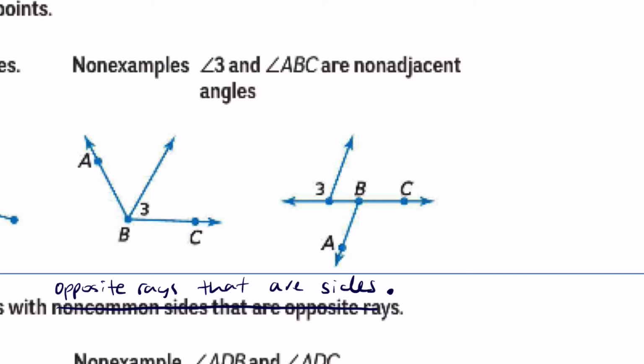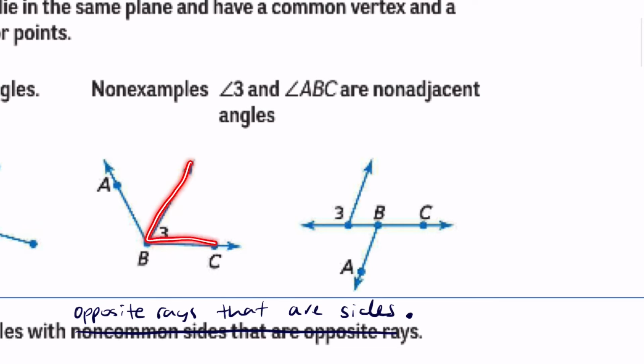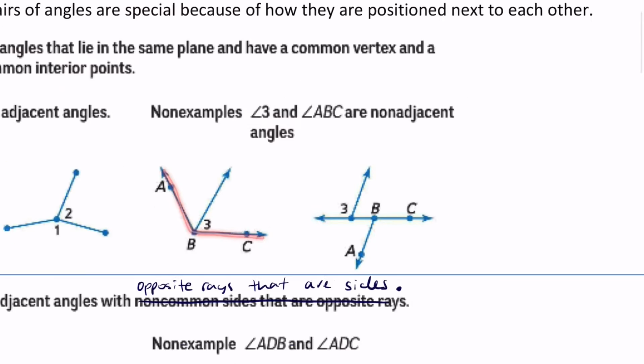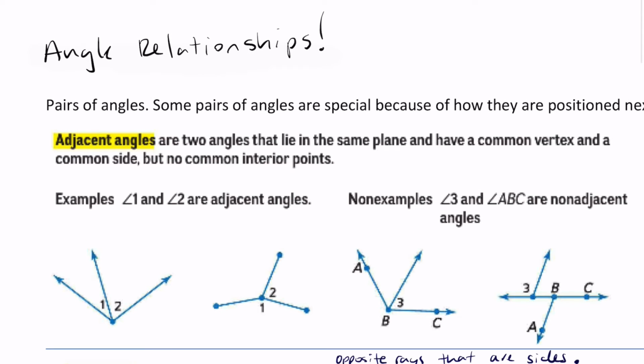Non-examples. These two figures or diagrams, whatever you want to call them, are not adjacent. Starting with this one over here, we see angle 3, and then we have angle ABC. And what do we notice? Well, angle 3 is inside of angle ABC. And what do they say over here? It says no common inside points, meaning that you can't have an angle inside of an angle. Those are not adjacent.